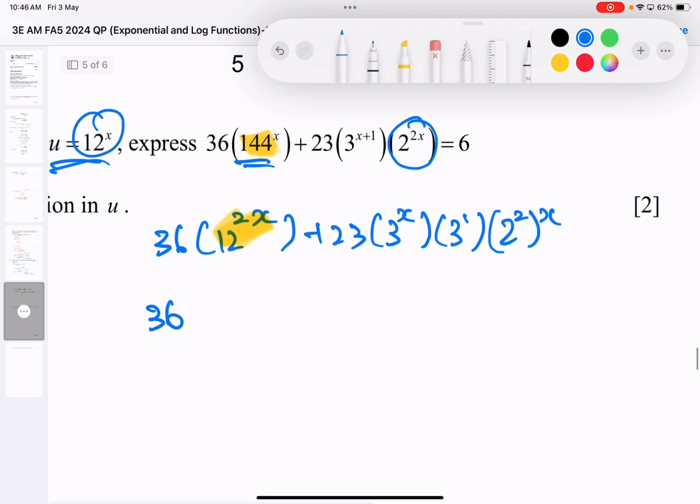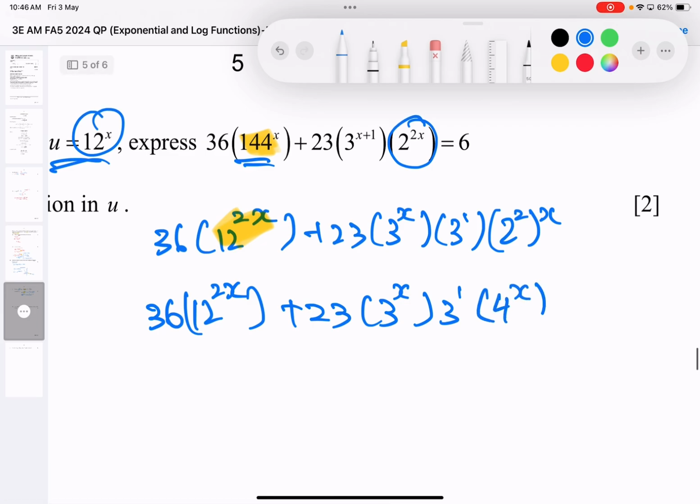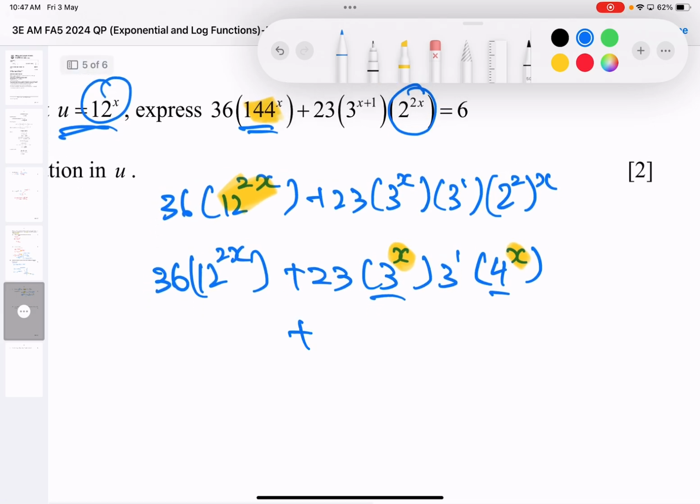Alright, so I'm going to get 36 times 12 to the power of 2x plus 23 times 3 to the power of x, 3 to the power of 1, 4 to the power of x. Because I have these two as the same base, I can multiply these together. So I'm going to get plus 23 times 3. This is 3 times 4 gives me 12 to the power of x.